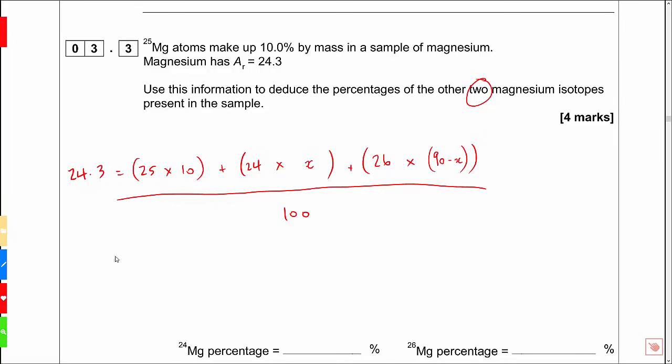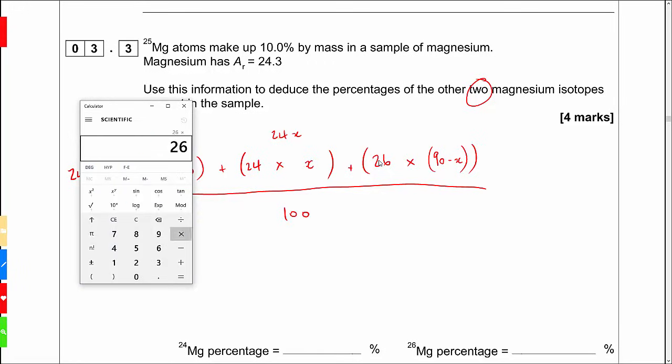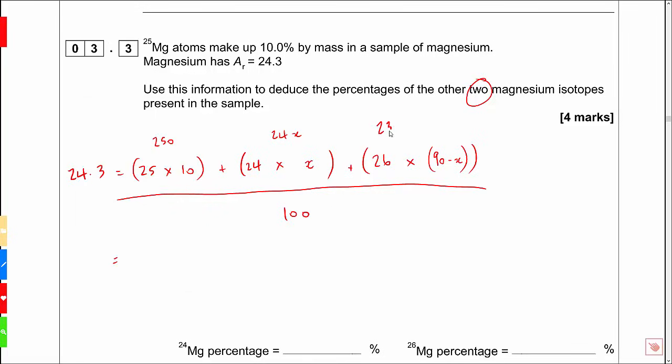Now we can work this all out again and we can mathsify it. So we're going to end up with 250, we're going to end up with 24x, so we're going to end up on this side with, oh no, 26 times 90, 2340. Minus 26x. It's quite algebraic, but there we go. We'll get rid of this 100 by multiplying both sides by 100, so we're going to end up with 2430 equals 250, add 24x. I'm going to say minus 26x, add 2340. I've only switched these round, they're both there.